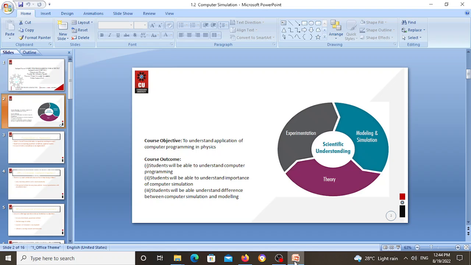So in this course, you will be able to understand computer programming. You will be able to understand the importance of computer simulations in the field of scientific studies. It could be physics, or a biological experiment, or a chemistry experiment. Students will be able to understand the difference between computer simulations and computer modeling.